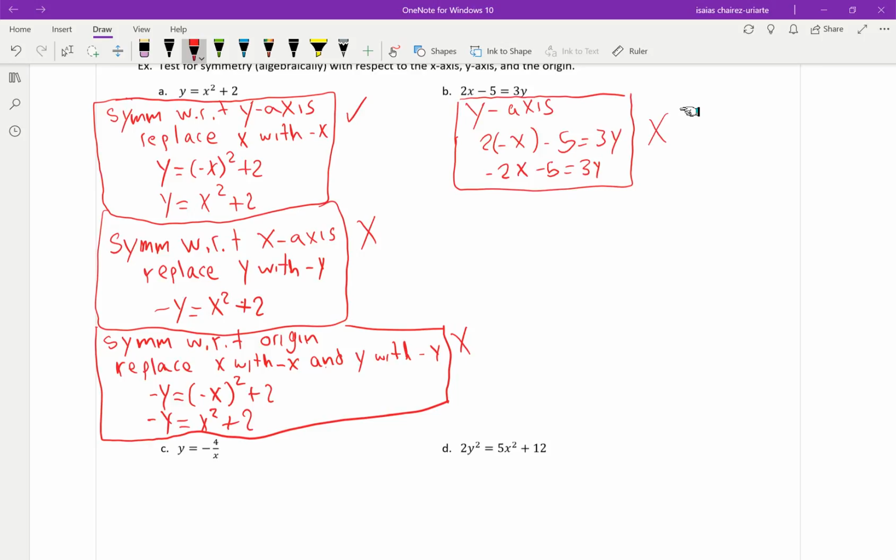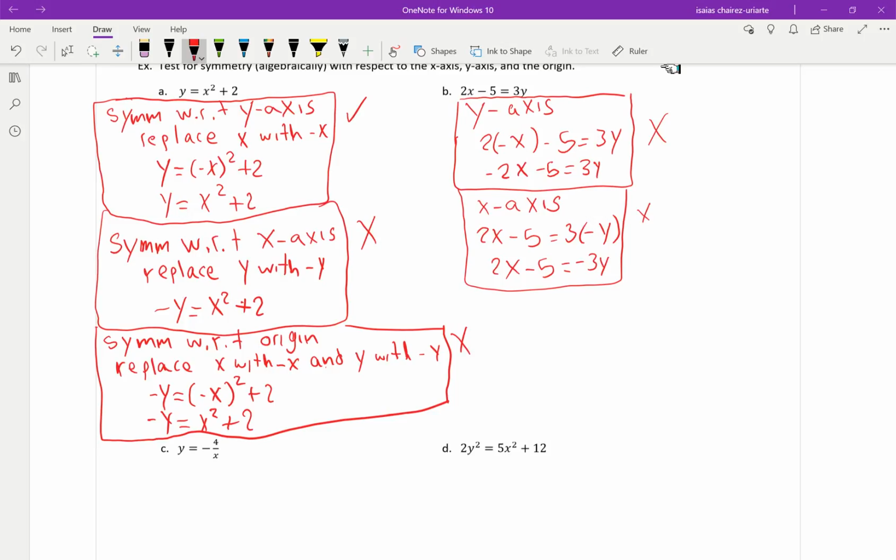Let me test for symmetry with respect to the x-axis. In order to test for symmetry with respect to the x-axis, I change my y's to negative y. So then my equation looks like this: 2x minus 5 equals 3 times negative y. Let me simplify this a little bit. And that is what I have. Is this equation equivalent to the original one? I would say no. There's definitely the difference being the negative 3y and the 3y. So it looks to me as though this is also not symmetric with respect to the x-axis. So the graph of this is not symmetric with respect to the x-axis.